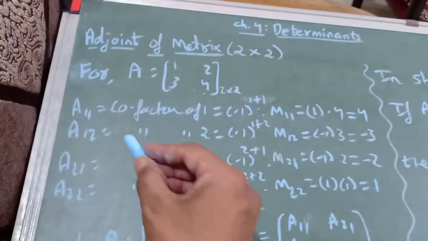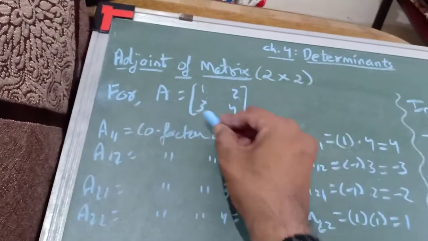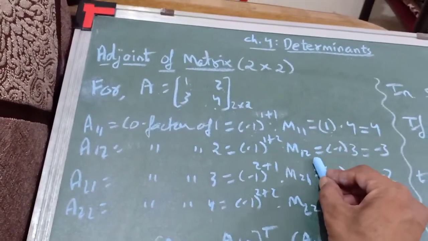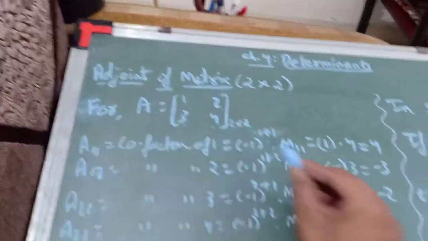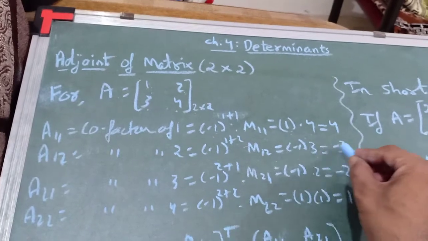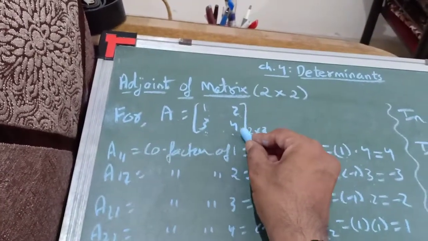Then you find A12, that is the cofactor of the element 2, in the first row, second column. So that will be minus 1 raised to 1 plus 2 into M12. Remove the row and the column, leaving 3. Minus 1 raised to 1 plus 2 is minus 1 raised to 3, that is minus 1 into 3, minus 3. Same way you find the cofactor of 3, then the cofactor of 4.